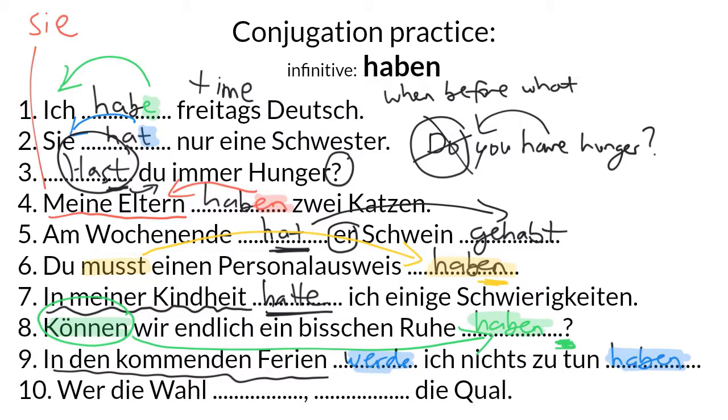Number 10, wer die Wahl hat, hat die Qual. Whoever has the choice has the torture or the agony. This is an idiom to refer to that agony of choice, that paralysis of choice when you've got so many options and it's hard to make a decision.